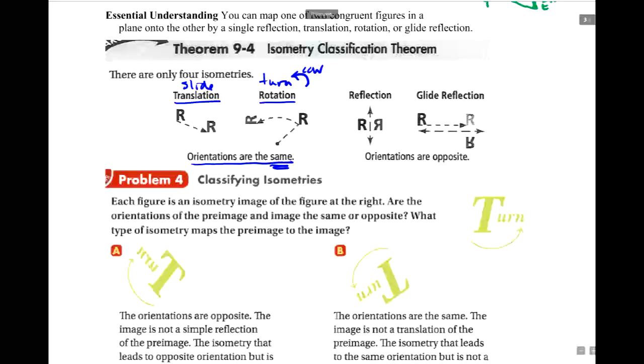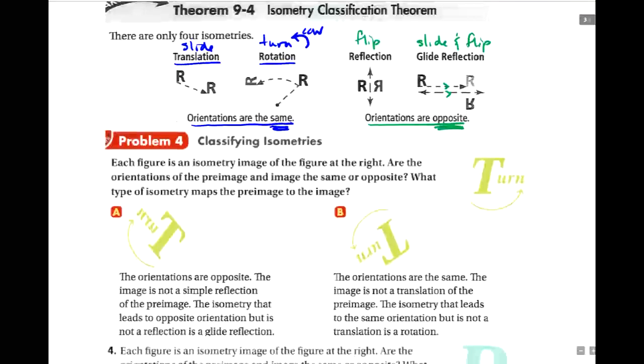Okay. If your orientations are opposite, then you either have a reflection, which is just a flip, or a glide reflection, which is a slide and a flip, right? Flip across a line parallel to your translation line. Don't forget that. Don't forget these 2 lines are parallel. Very important. All right, when we classify isometries, we are starting here with our original isometry over here, turn with an arrow.